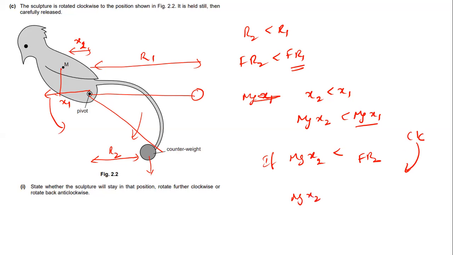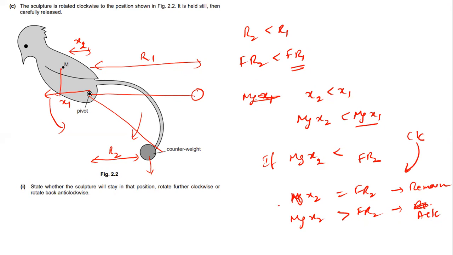If mgx2 is equal to fr2, it will remain there itself. While if mgx2 is greater than fr2, it will move in an anti-clockwise direction. Is this clear? Okay, so it should be analyzed depending upon the kind of questions that has been asked.